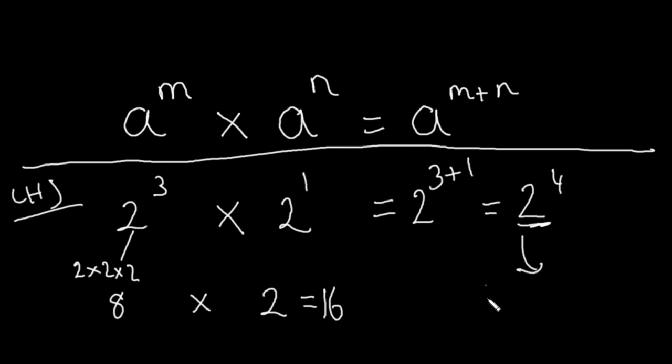2 to the power of 4 is 2 times 2 times 2 times 2. So 2 times 2 is 4, times 2 is 8, times 2 is 16. So we have 16 on this side as well. So we can see here that 2 to the power of 3 times 2 to the power of 1 equals 2 to the power of 3 plus 1 equals 2 to the power of 4. And we can take this example a little bit further.